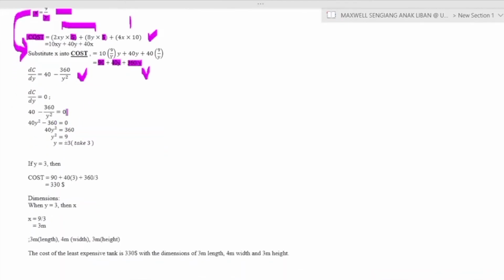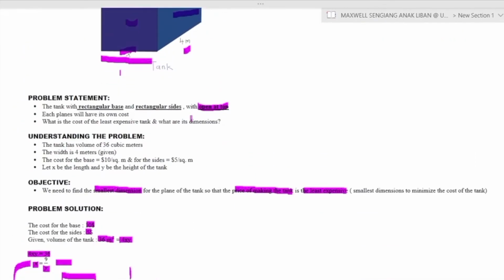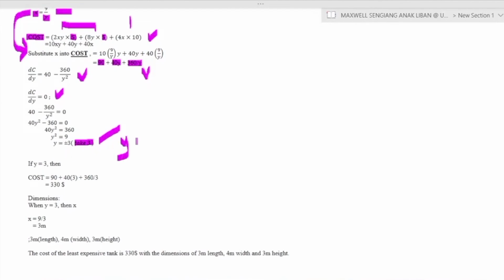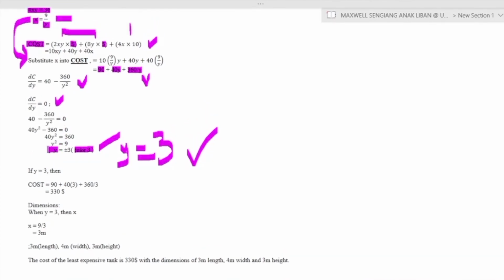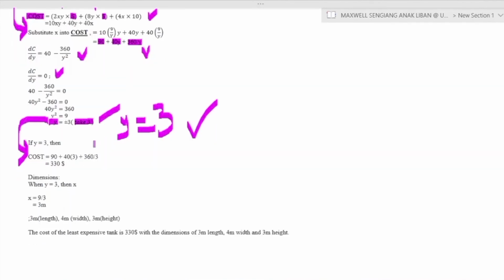And then we need to find the value of y. So how do we find the value of y? We set dC over dy equal to 0. Then at last we get y is equal to plus or minus 3. Remember that we need to take the positive value, because for volume there is no such thing as a negative value. So y equals 3. Then the next step is to find the cost. Just substitute y into this equation. So here we will get $330 for the cost.